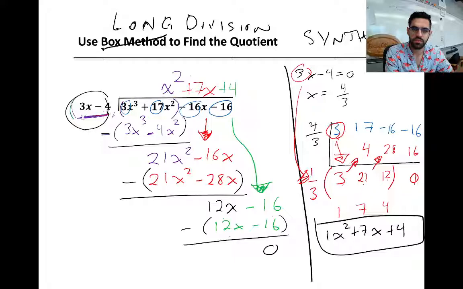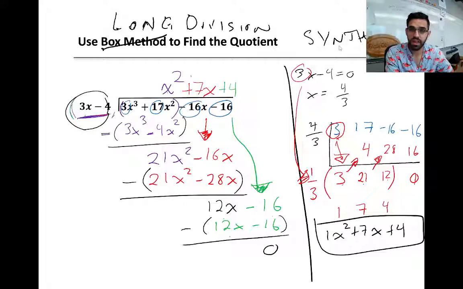3x minus 4. If I take the 3x and multiply it by 4, I get 12x. So 3x minus 4 times 4 would be 12x minus 16. And when I take 12x minus 16 and subtract 12x minus 16, everything washes out. And so long division says that we can divide this out. X squared plus 7x plus 4 would be our solution, or our quotient.